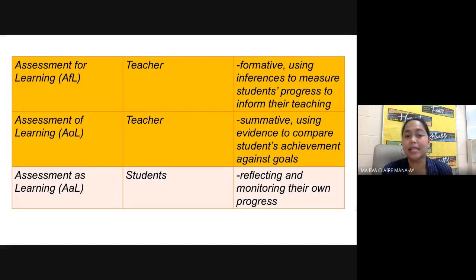So in your assessment of learning, you are comparing the achievements of your students against the set goals. Now, on the other hand, assessment as learning is done by the students themselves. This is when the students would reflect and monitor their own progress. Without further ado, let's get to our items.